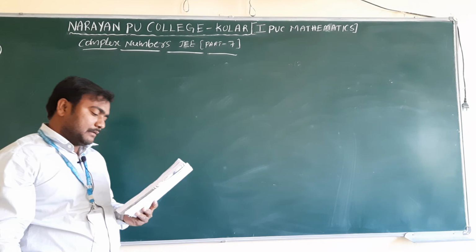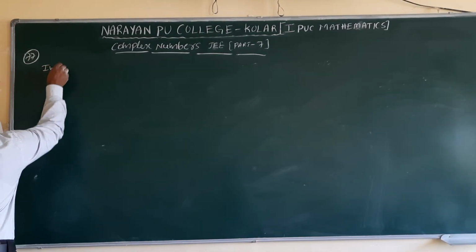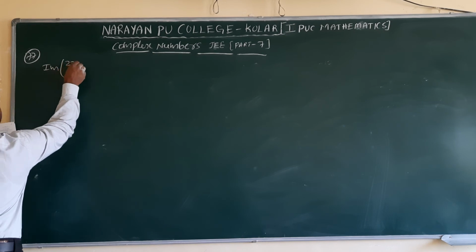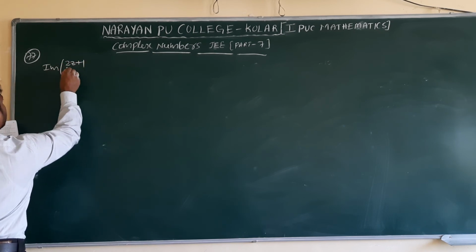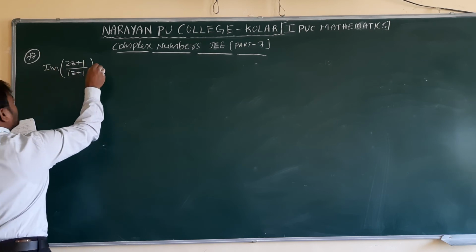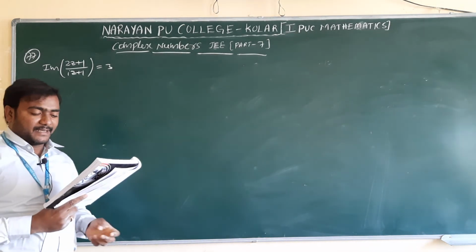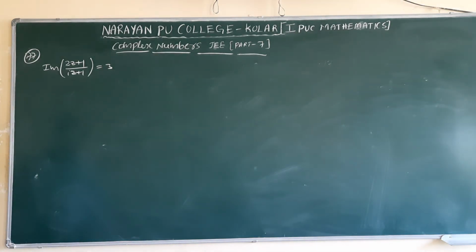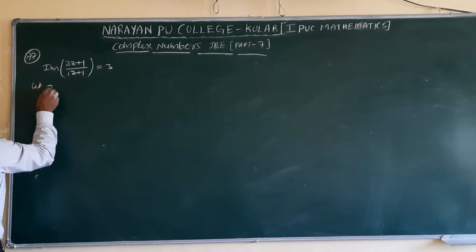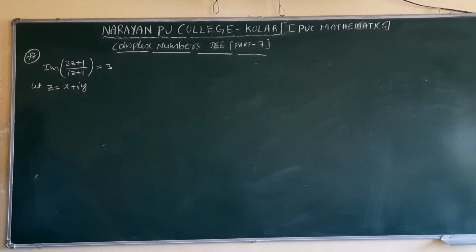Next question, number 77. The imaginary part of (2z + 1)/(iz + 1) is equal to 3. Then the locus of z is? First, let z = x + iy.